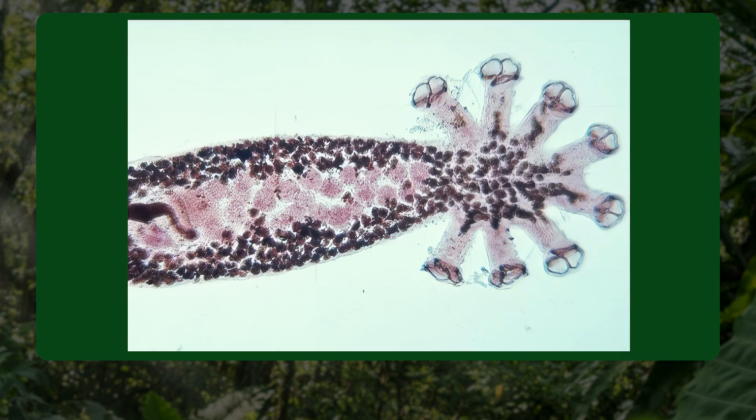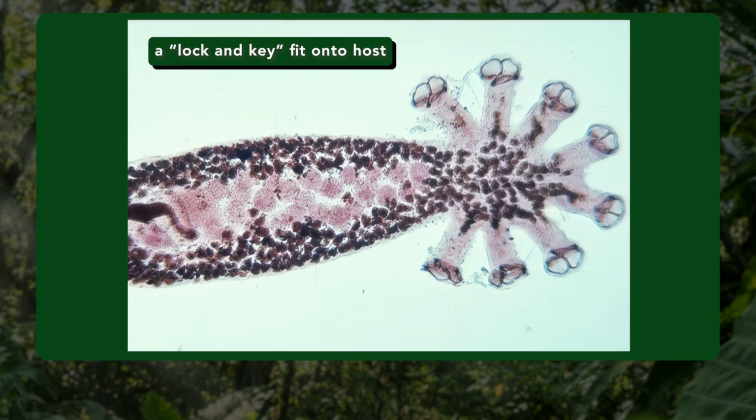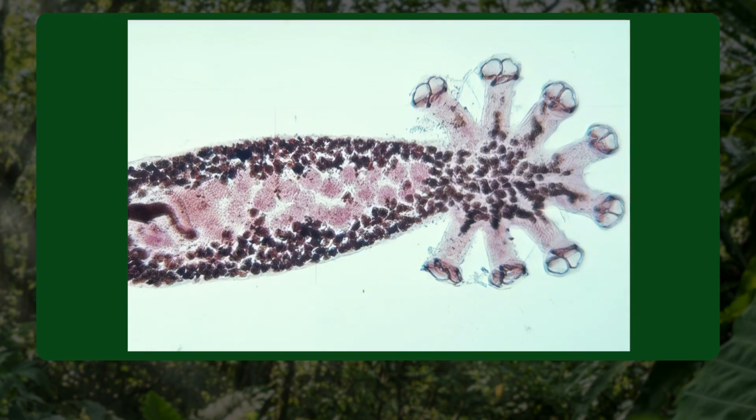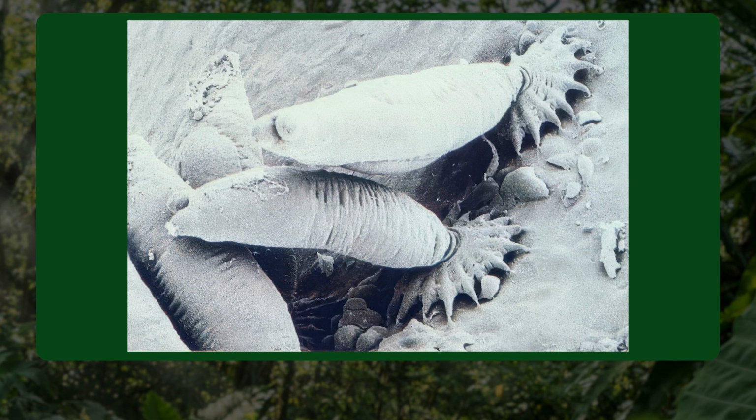Because of this unique attachment structure, these monogenes fit like a lock and a key onto their host. The attachment structure reflects the underlying micromorphology of the host's skin or gills. And it's a part of the reason why this monogene might be really good at attaching to one species of host, but really poor at attaching to another. Now here's a different kind of opisthaptor.